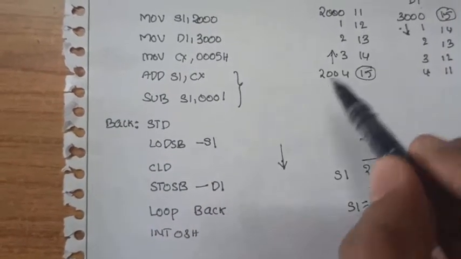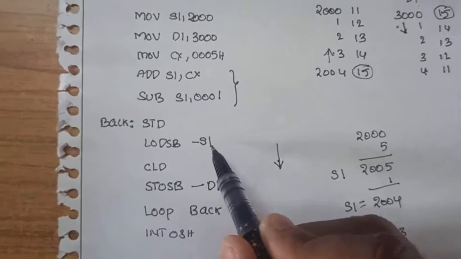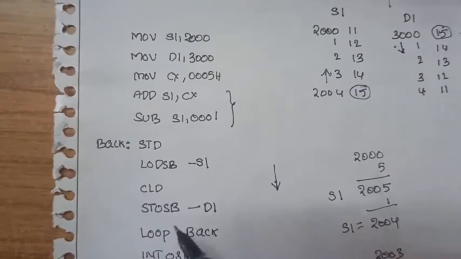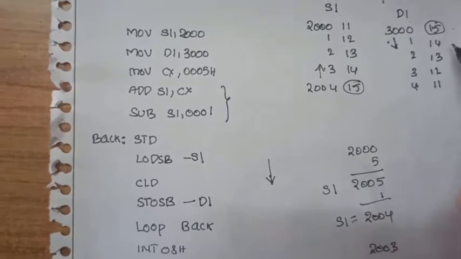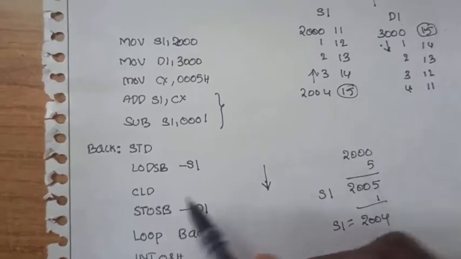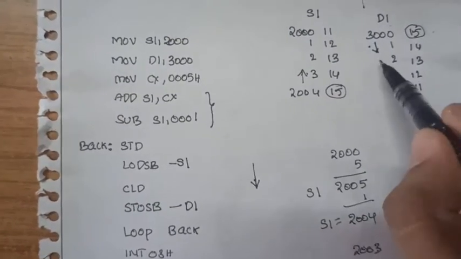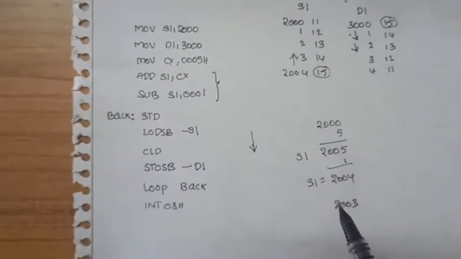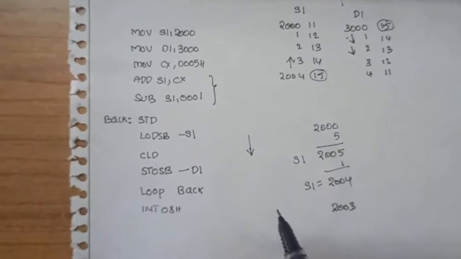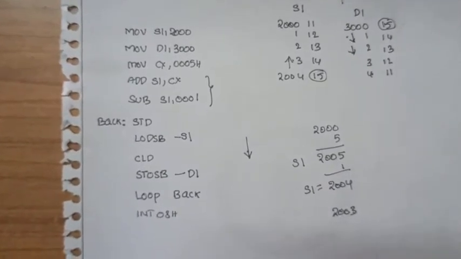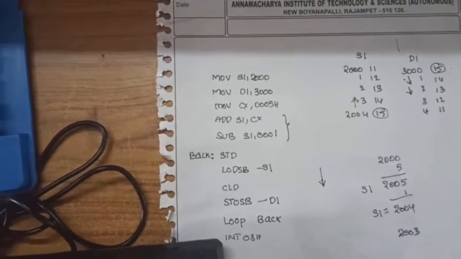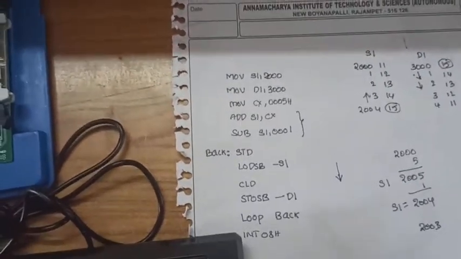Likewise, one data will be loaded and the address will be auto decremented. Then the same data will be stored using store SB, and depending on the direction flag, the address gets incremented. With this simple logic, the reversing of the string happens. Now let us execute this program and look at it.